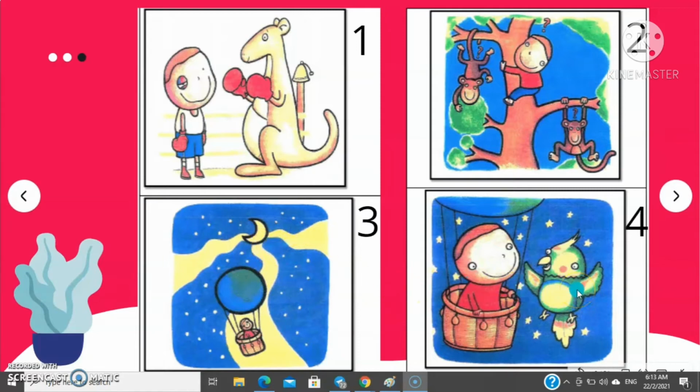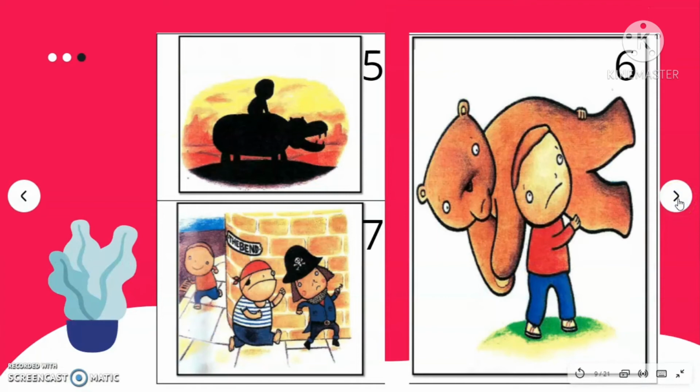Picture number 4. What animal is this? Yes, this is a parrot. And the boy gossiped to the parrot traveling to Mars. Have you been to Mars? Picture number 5. What animal is this? Yes, this is hippopotamus. Do you know what a hippopotamus is? What is the boy doing? He rode a hippopotamus across the desert. Have you been to a desert before?